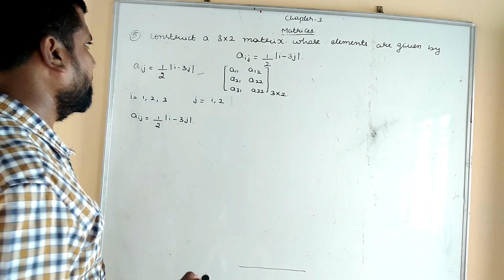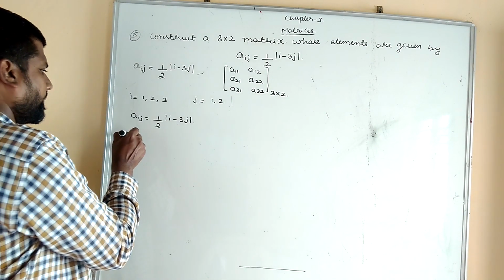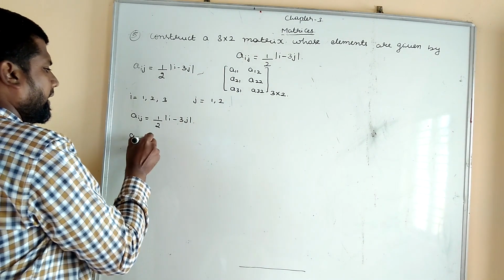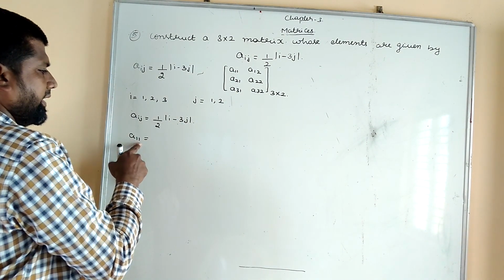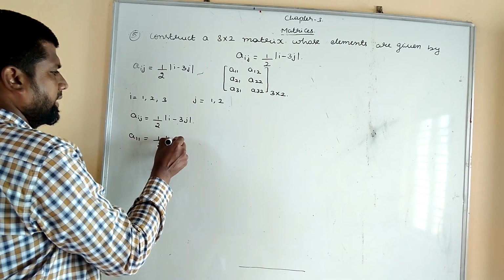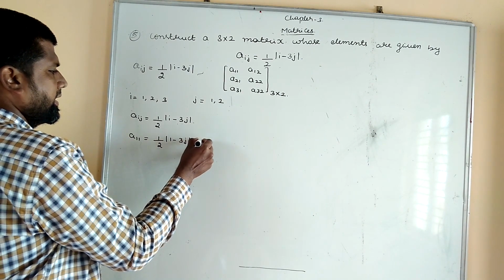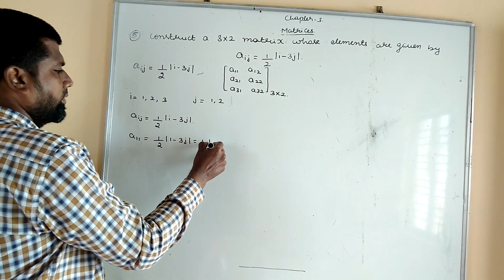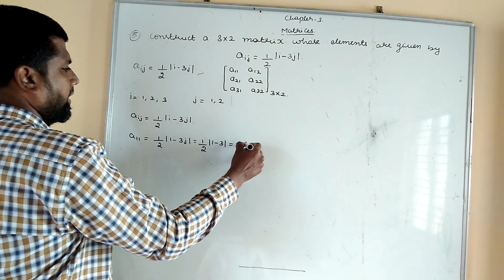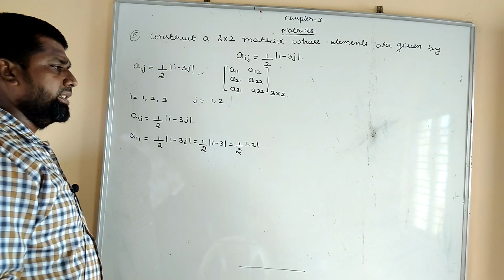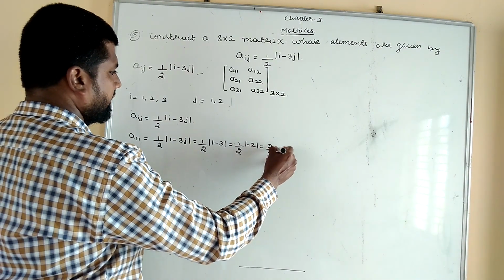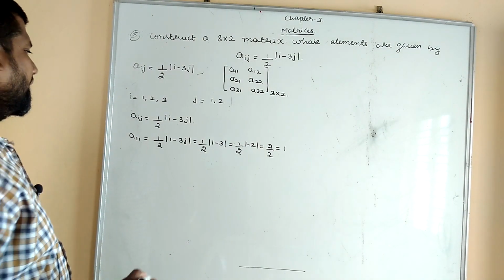Let us find the first element of that matrix, a11. a11 means the first element of the matrix. a11 means i value is 1 and j value is 1. Let us substitute: 1 by 2 modulus of 1 minus 3, that is equal to 1 by 2 mod minus 2. In the modulus, if a negative number is there, if you remove the modulus, then it will be positive. 2 by 2 we will get, that is equal to 1.